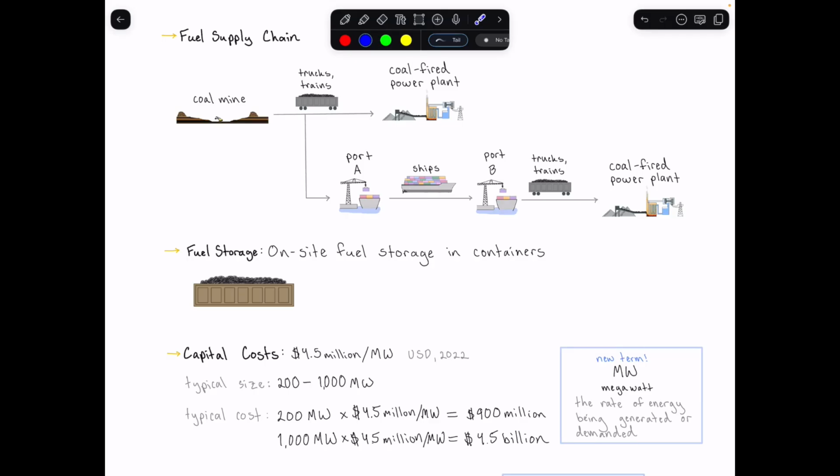And so, to explain the capital cost for coal-fired power plants, we're going to be introducing this new unit called a megawatt. A megawatt is notated through a capital M and a capital W. It's just the rate of electricity that can be generated by a power plant. The megawatt rating of a power plant is the maximum rate at which the power plant can generate electricity. So the higher the megawatt rating of a power plant, the more electricity it can generate at any given moment. A very large power plant is going to have a big megawatt rating, and a small power plant will have a smaller megawatt rating.